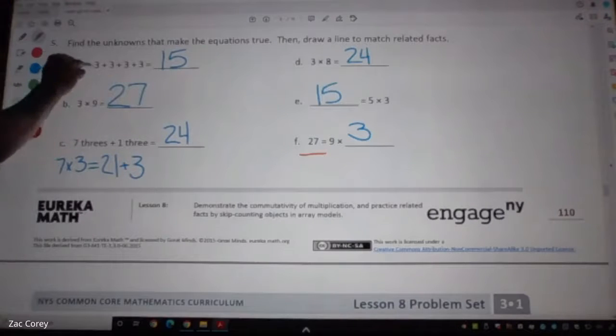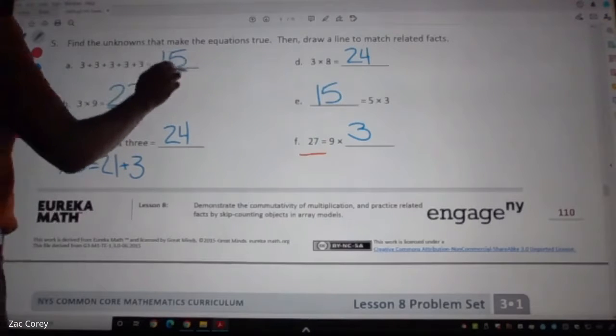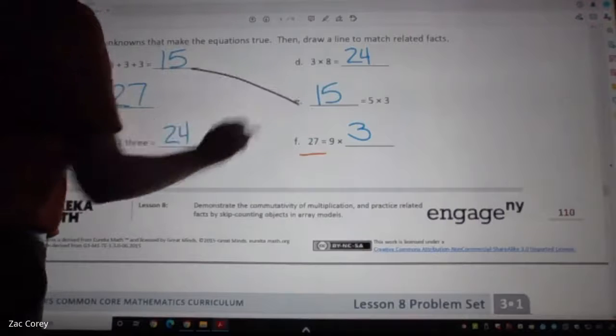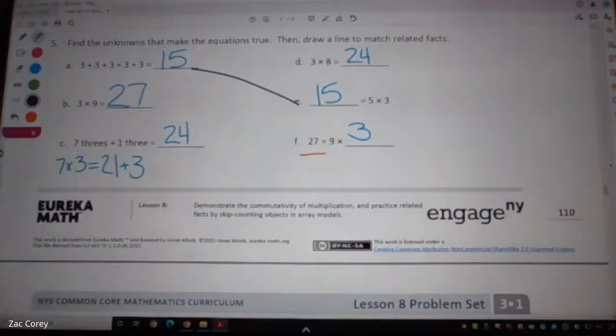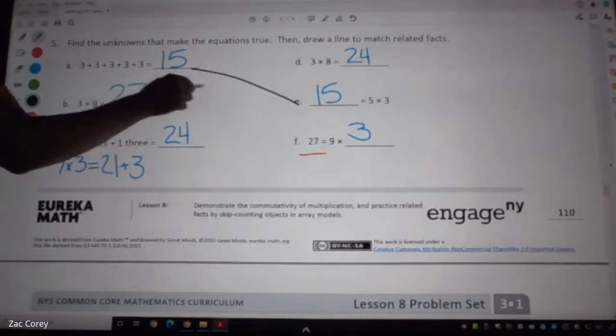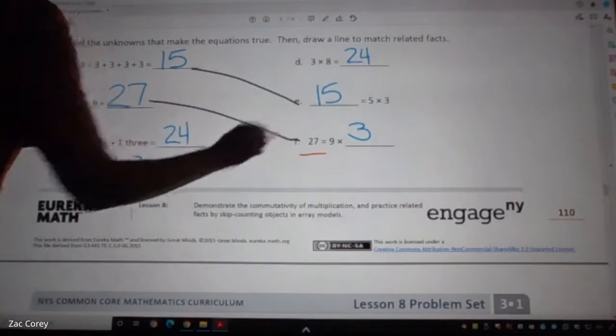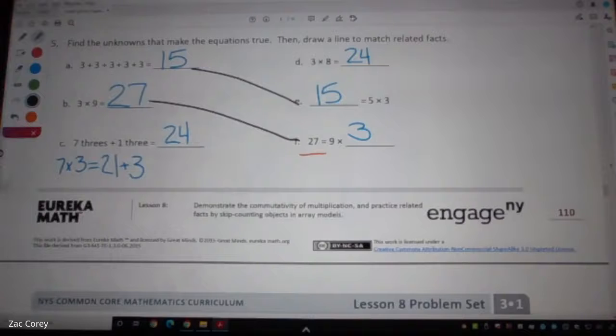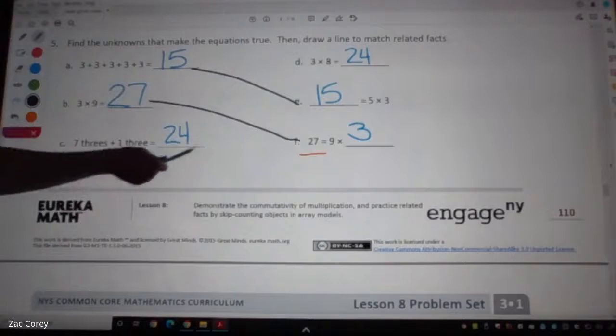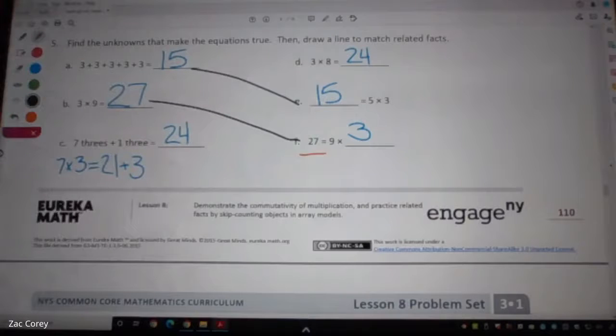Well, 3 plus 3 plus 3 plus 3 plus 3 equals 15 is the same thing as 5 times 3 equals 15. 3 times 9 equals 27 is the same thing as 27 equals 9 times 3. They just wrote it in a different order. And then 7 threes plus one more 3 equals 24 is really the same thing as 3 times 8.